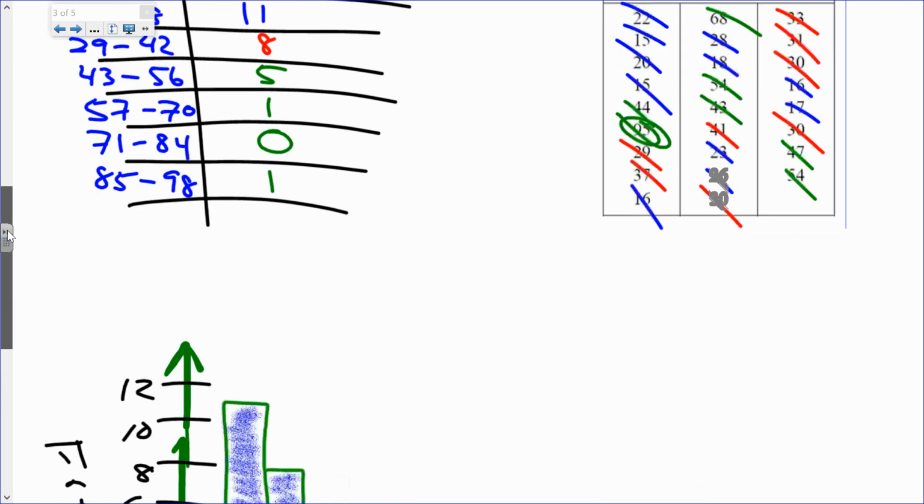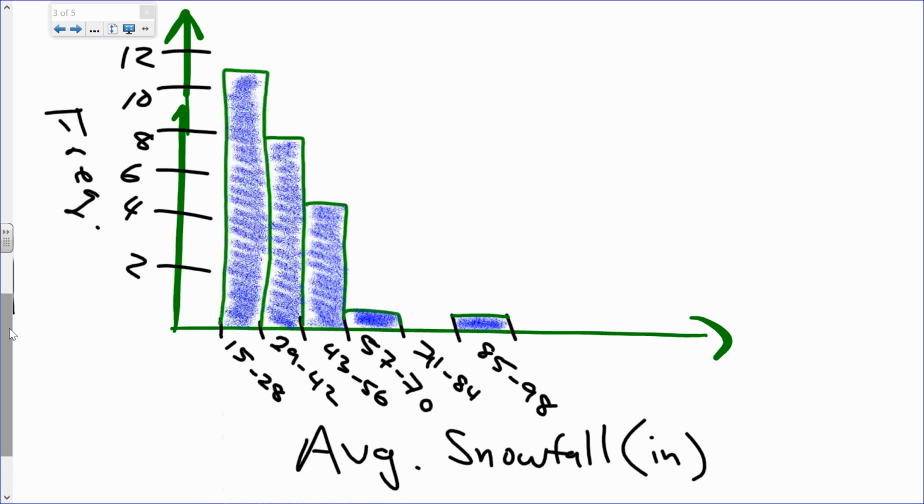By the way, is this skewed? Symmetrical, skew to the what? Right, because the tail is to the right. This would be a skew to the right histogram. Now let's answer the two questions right there on your note guide. B and C, watch. So we're done with the histogram.